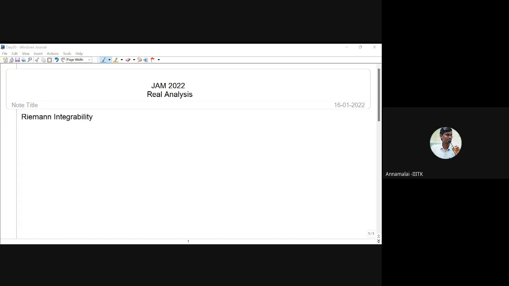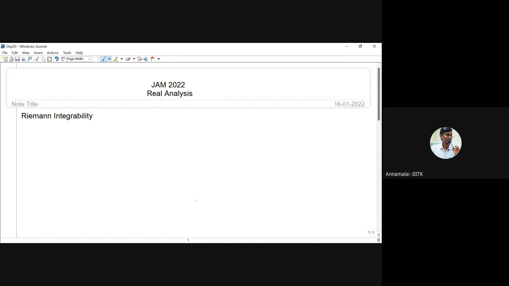Okay, so today we are going to start Riemann integrability. That's a very important topic. First we discuss what is meant by a partition of an interval. The main aim of this section is to find the area under this curve.